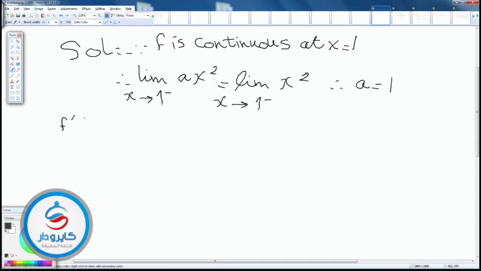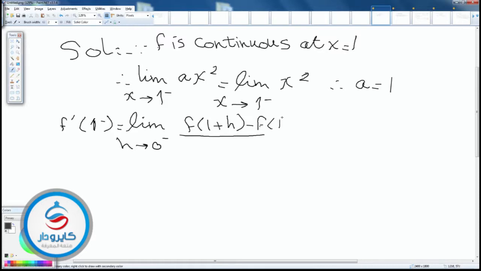f dash of 1 minus equals limit when h tends to 0 from the left of f of 1 plus h minus f of 1 over h, equals limit when h tends to 0 from the left of 1 plus h all power 2 minus 1 over h, equals 2.